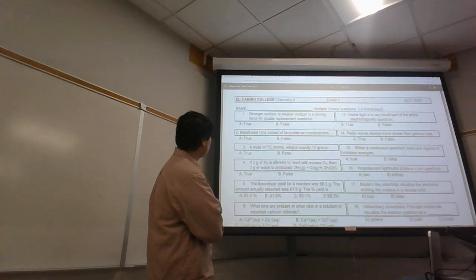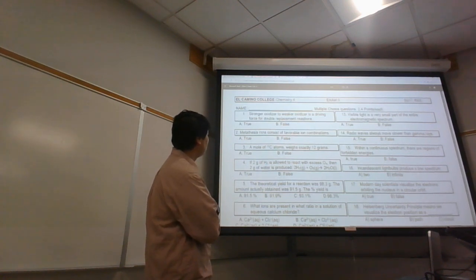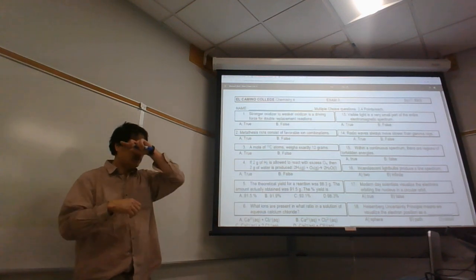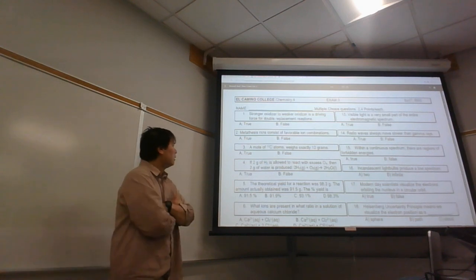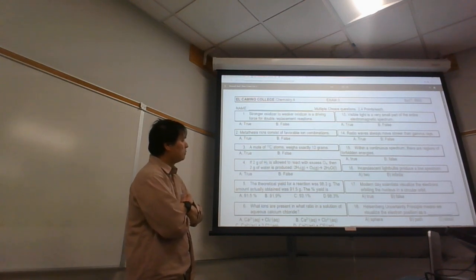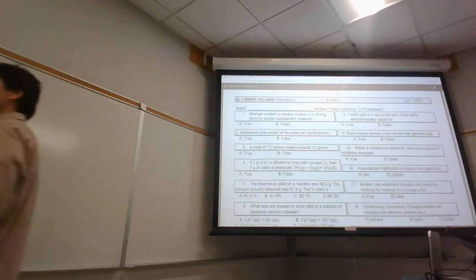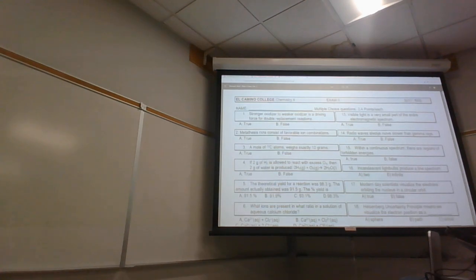And number two, metathesis reactions consist of favorable ion combinations. I talked about this briefly yesterday because the double replacement reactions have the form AB plus CD. But when you look at them in net ionic form, it's just ion combinations. We were looking at some reactions the other day. For example, you have sodium chloride plus silver nitrate. This is going to form sodium nitrate and silver chloride.